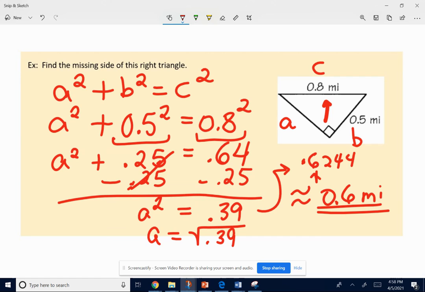So when you use the Pythagorean theorem and you're finding the missing side and it happens to be a missing leg, whenever you put the numbers in for A, B, and C, you're going to have to subtract from both sides eventually to get the variable squared alone. And then once that variable squared is alone, then you square root. Let me know if you have any questions at all.